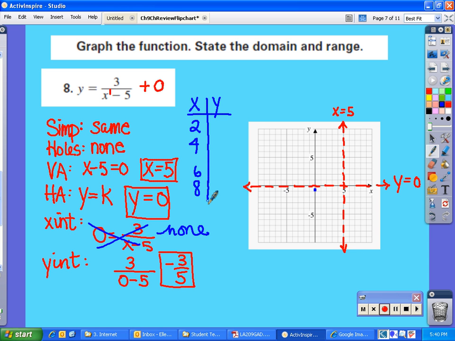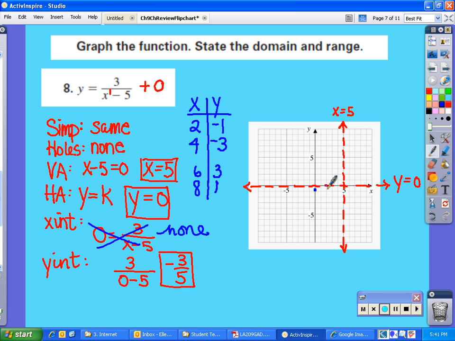If you plug in 2 for x, you get 3 over negative 3, which is negative 1. If you plug in 4 for x, you get 4 minus 5 in the denominator, and 3 over negative 1 is negative 3. Plugging in 6, we get positive 3, and plugging in 8, we get positive 1. Let's go plot these points.